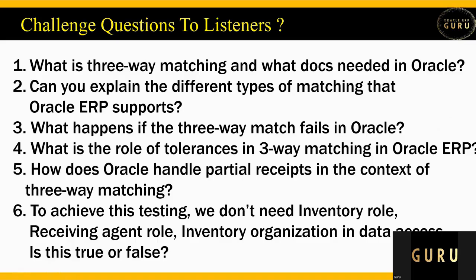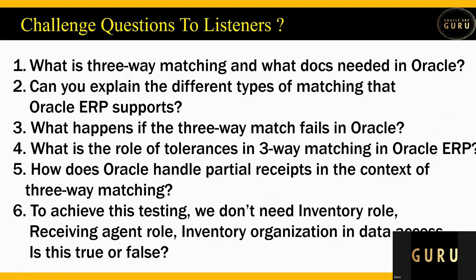Question 2. Can you explain the different types of matching that Oracle ERP supports? Question number 3. What happens if the three-way matching fails in Oracle? And question 4, what is the role of tolerances in three-way matching in Oracle ERP?